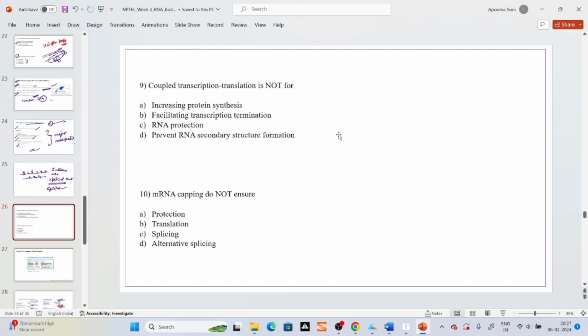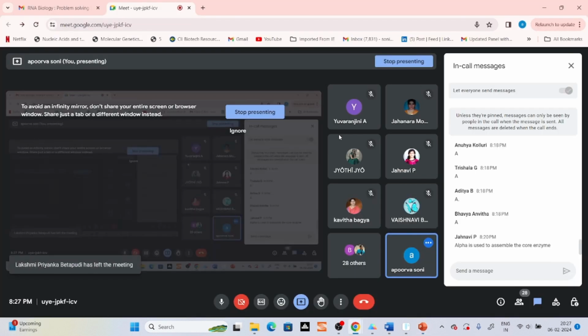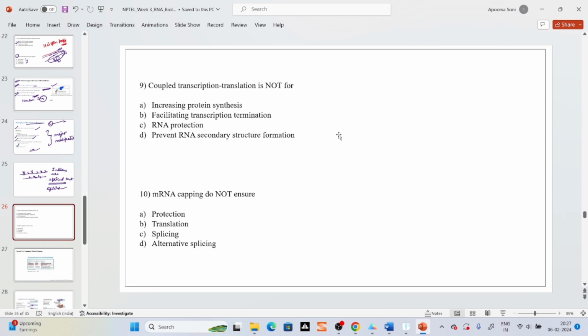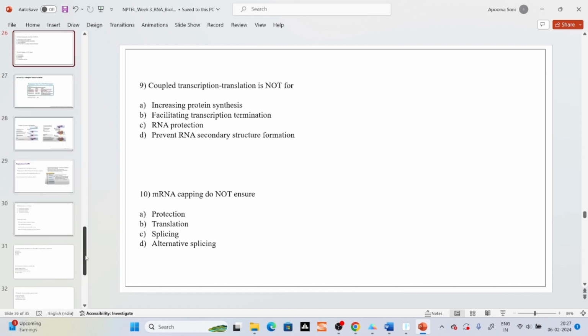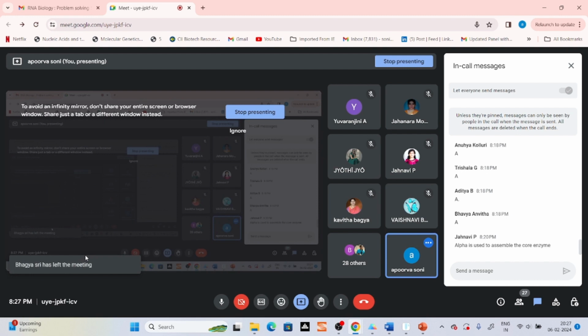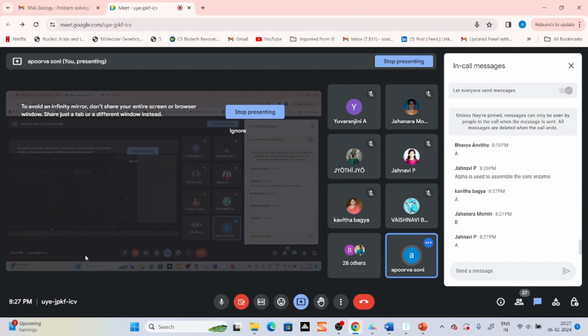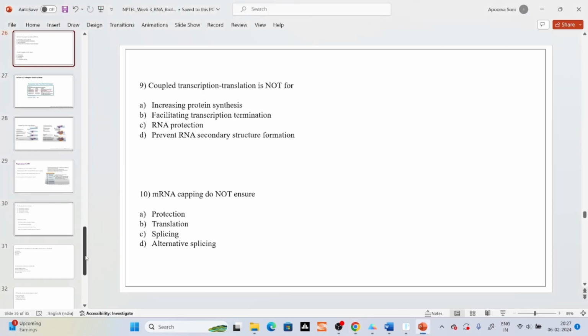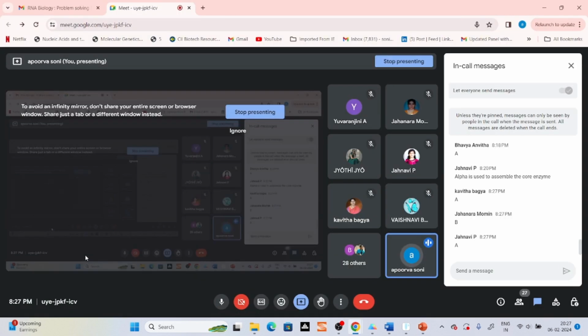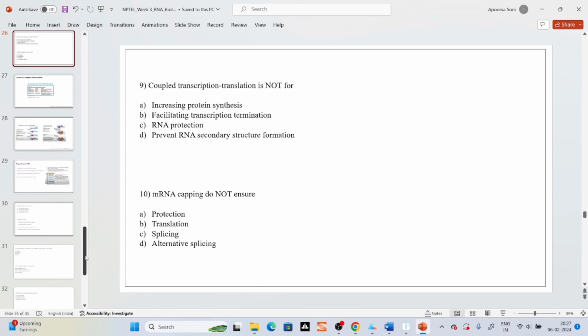What is the answer? Try to answer. Tell me anything, whatever you are thinking. I have already explained this point. No one is telling anything? You could not understand? Okay. So Kavita is saying A, it is not for increasing protein synthesis. Janvi is also saying A and Janara is saying B.